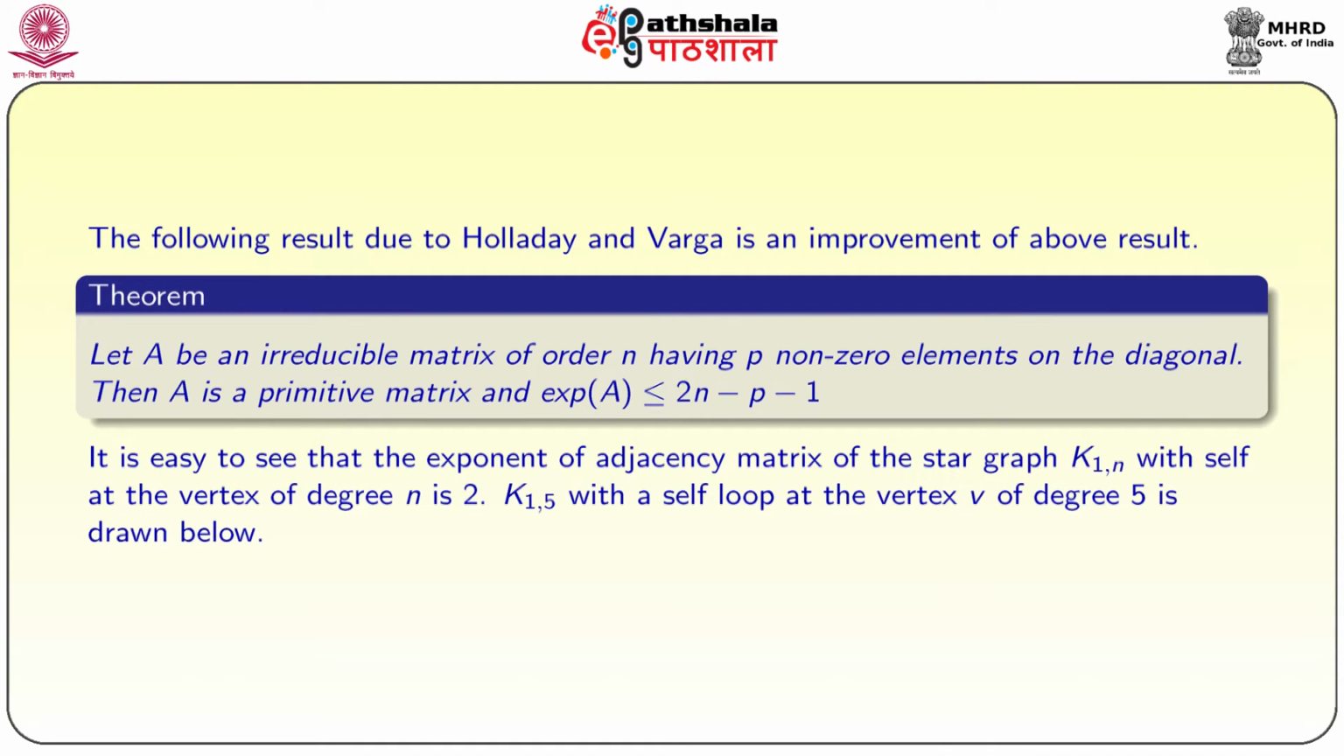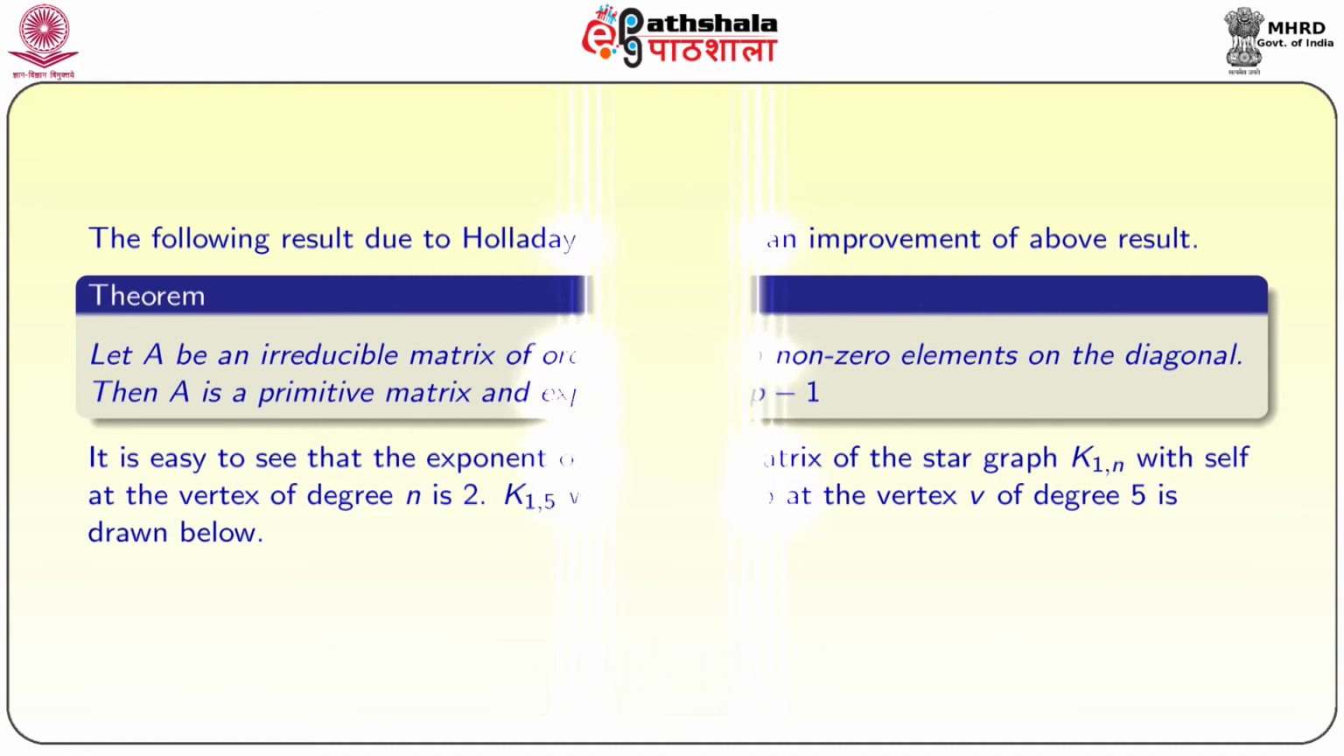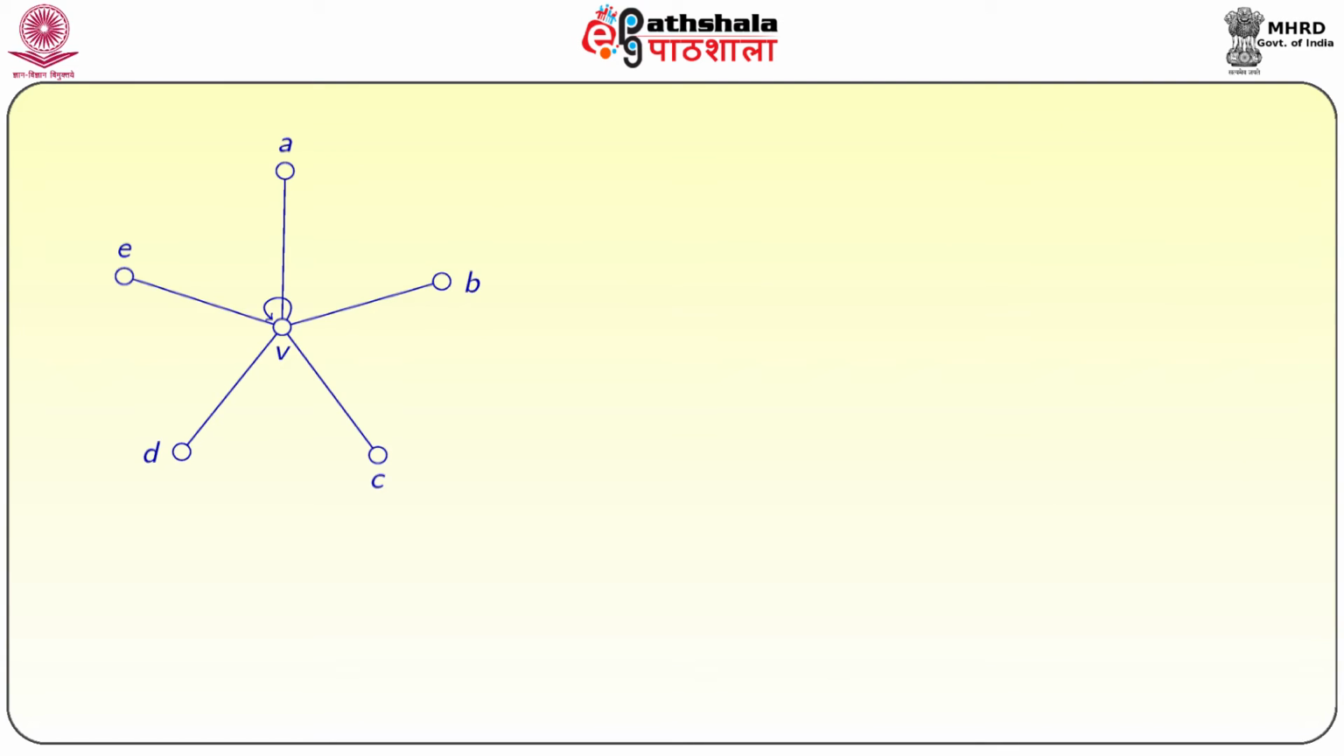It is easy to see that the exponent of the adjacency matrix of a star graph K_{1,n} with a self loop at the vertex of degree n is 2. K_{1,5} with a self loop at a vertex v of degree 5 is drawn below. So, this is a star graph with 5 leaves, v is the middle vertex, and the degree of v is 5. This graph has 6 vertices including the vertex v.